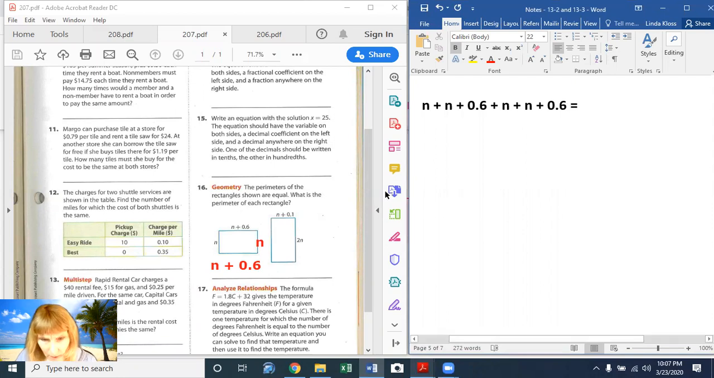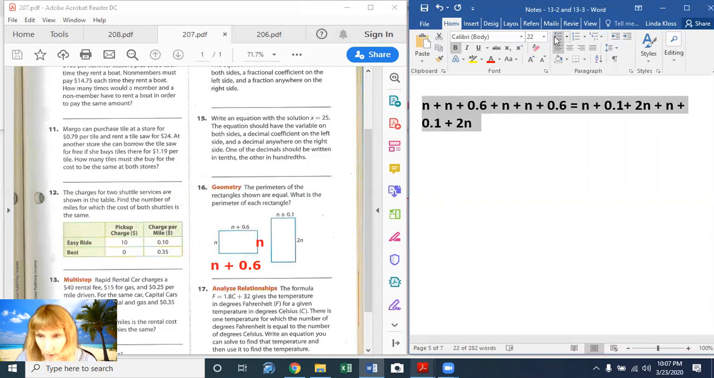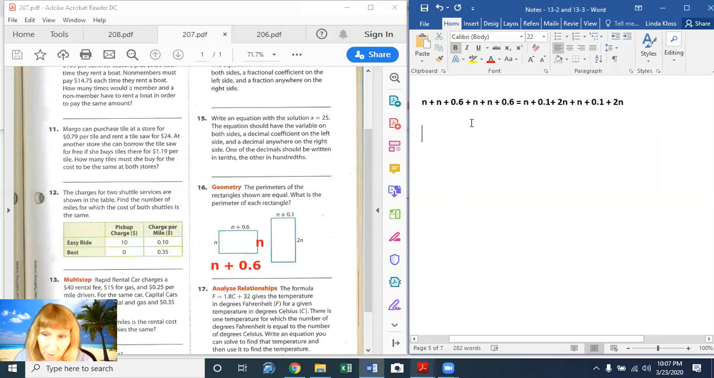So the other one, we have n plus 0.1, n plus 0.1 plus 2n plus 2n plus, what's this side? Same as that one. N plus 0.1 plus, and this side here is 2n. And because I want these to all be on one line, I am going to make my font smaller so they fit. There we go. A little bit smaller, but okay.